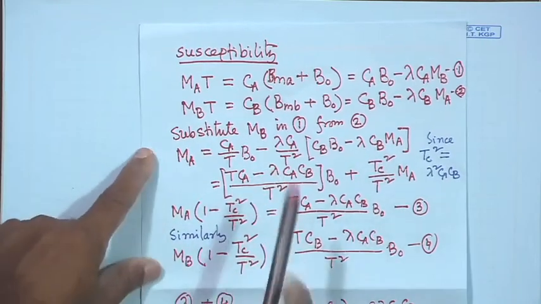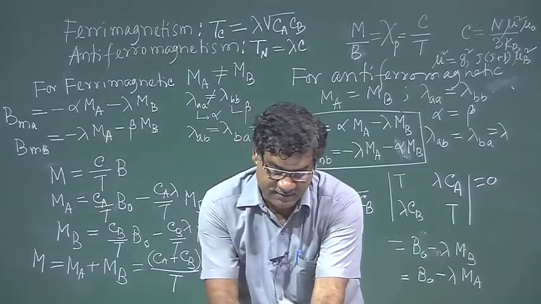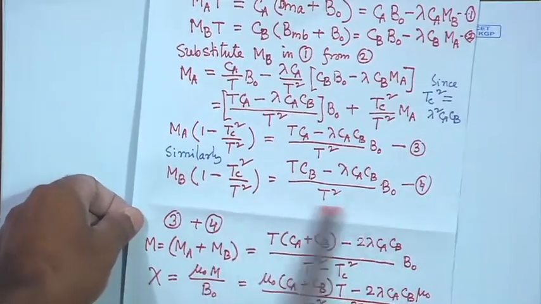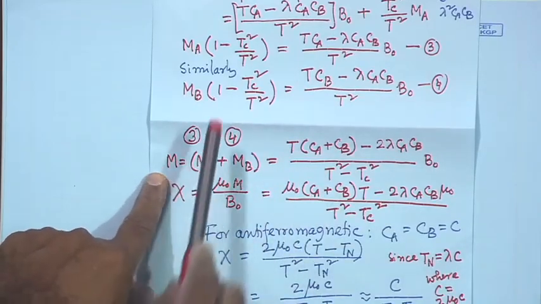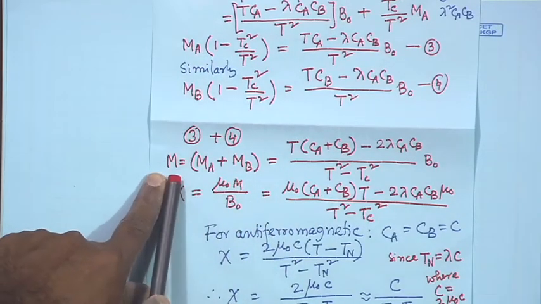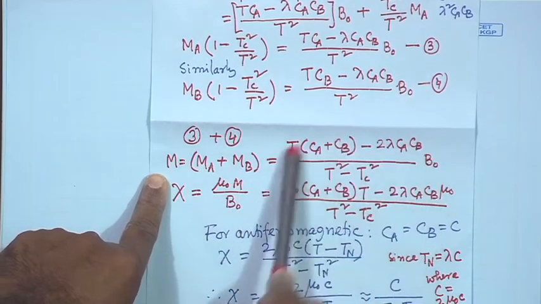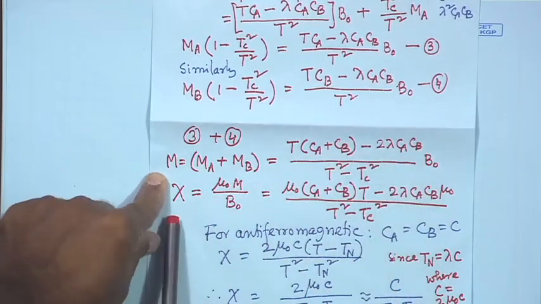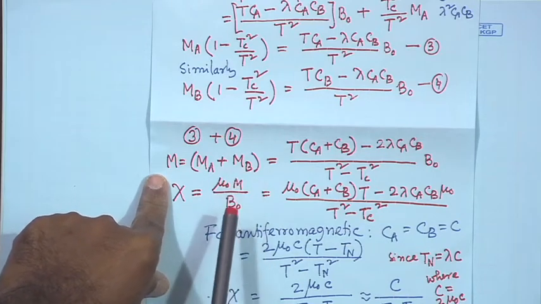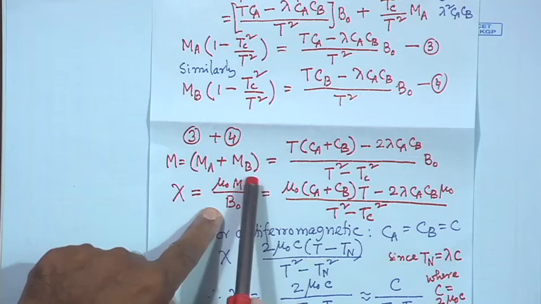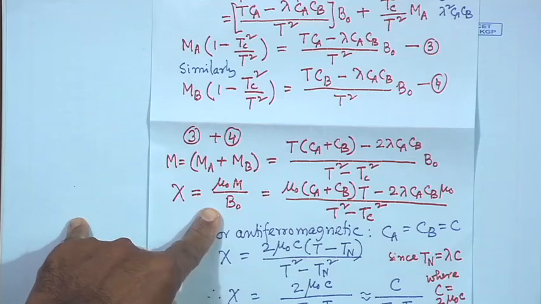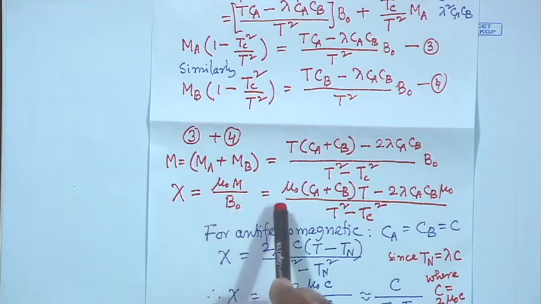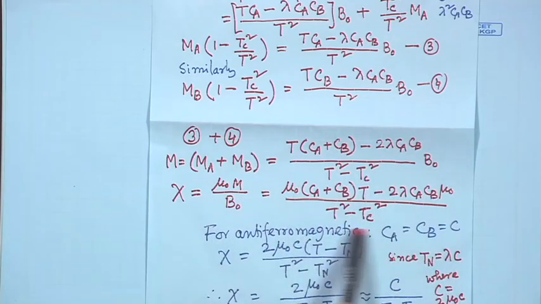So, here I have shown you the calculation. In every step I have shown, you can check it or do it yourself, then you will get this MA and MB. So, M equal to MA plus MB, equal to this. So, chi is mu 0 M by B0. Sometimes we write M by H or M by B0, that depends on the unit, whether it is CGS unit or SI unit. So, you are getting chi equal to this.